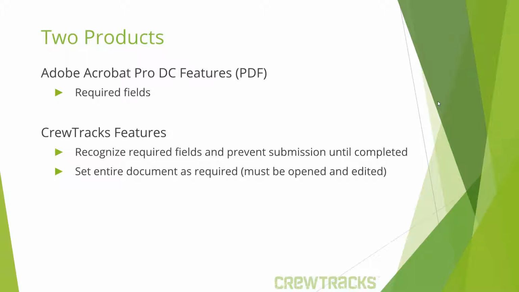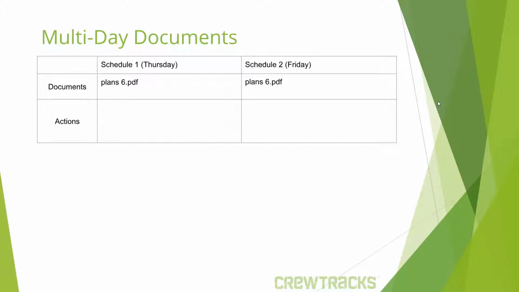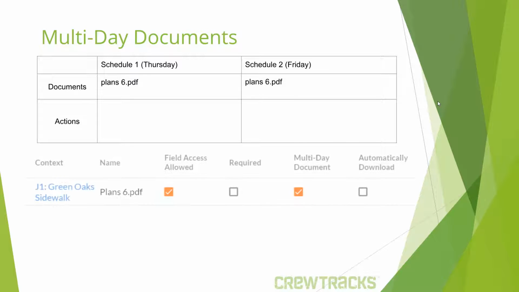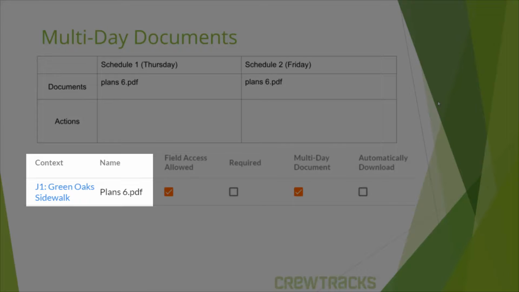And one more CrewTrax feature we need to talk about is multi-day documents, and this is going to take some explaining. So let's say you've got a schedule set up for Thursday. We're going to call that Schedule 1. You also have a schedule set up for Friday. We're going to call that Schedule 2. And on both of those schedules, you have plan6.pdf. For example, maybe it exists on a job. So you can see I've got the Green Oak Sidewalk job. That's the context for this document.